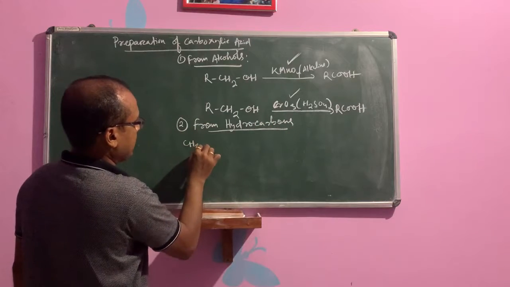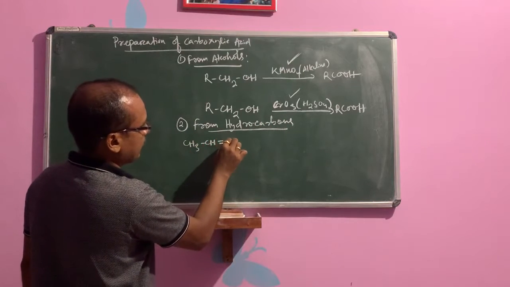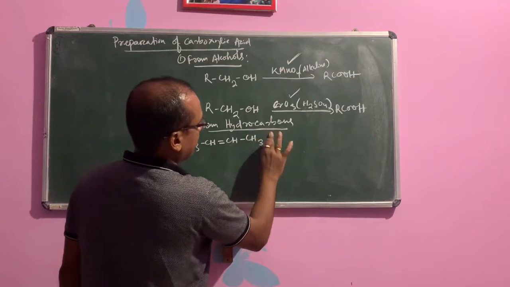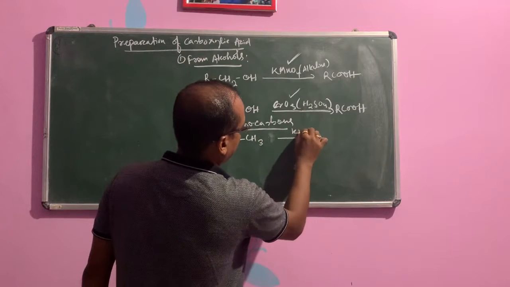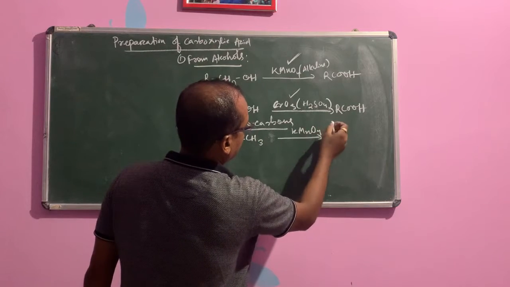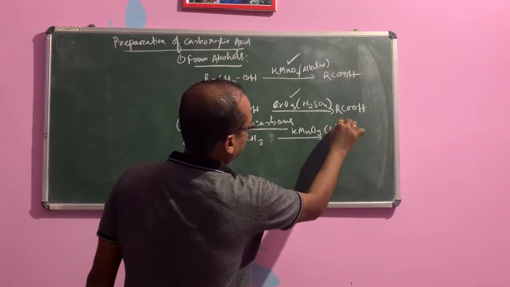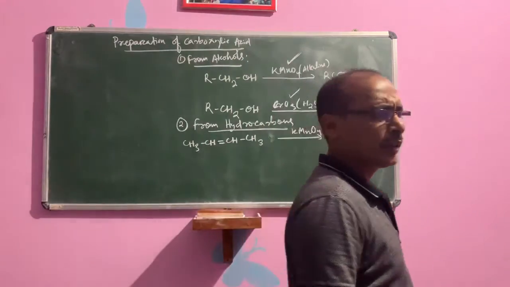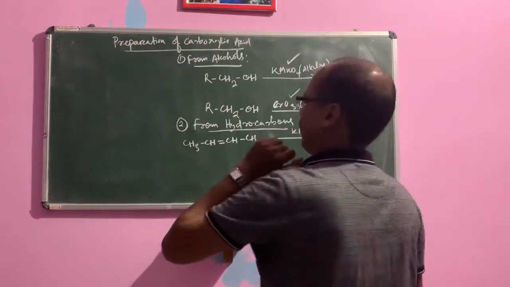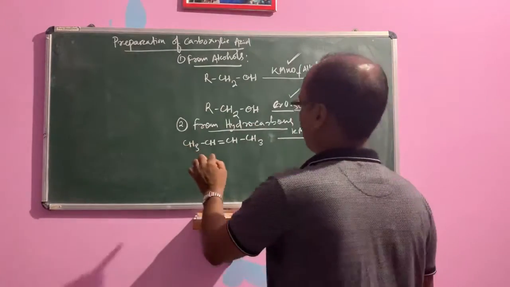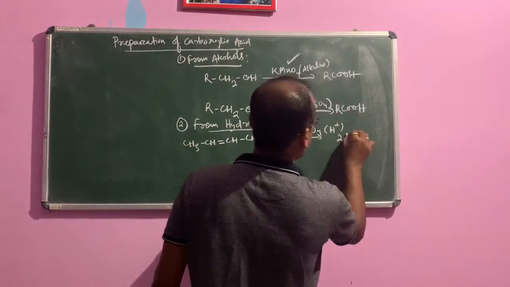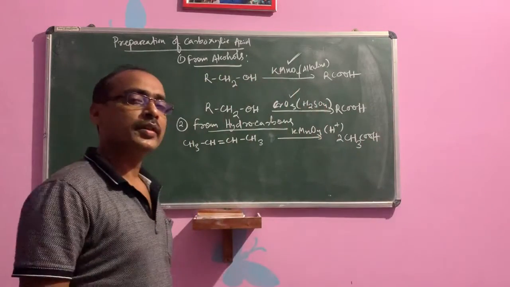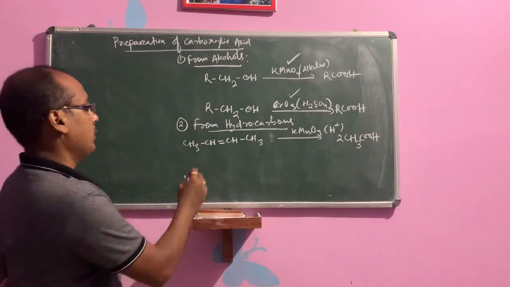Suppose CH3CH=CHCH3 in the presence of acidified KMnO4. If acidified KMnO4 is treated with that butene, CH3CH=CHCH3, it will form 2 CH3COOH.